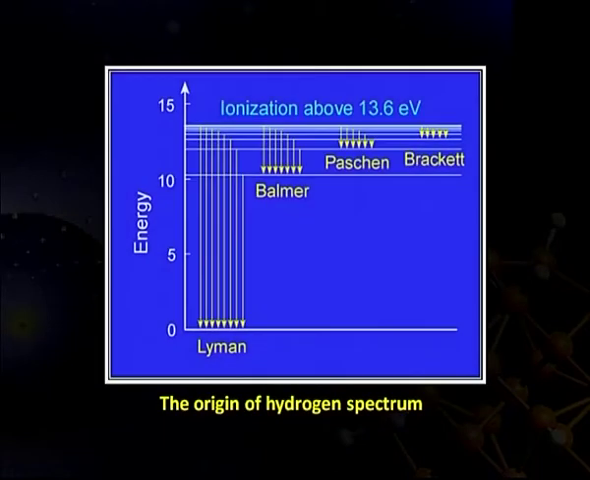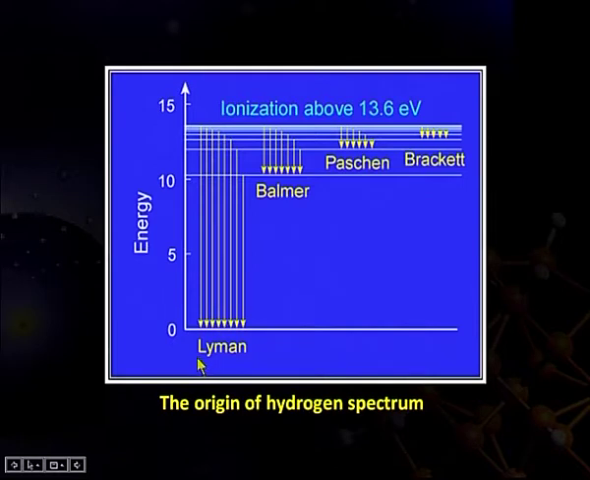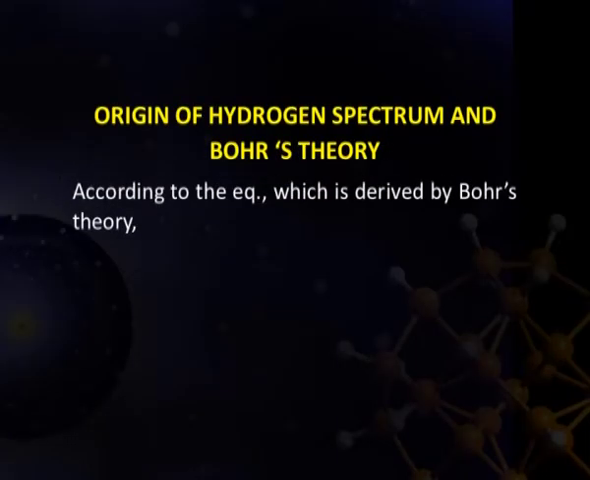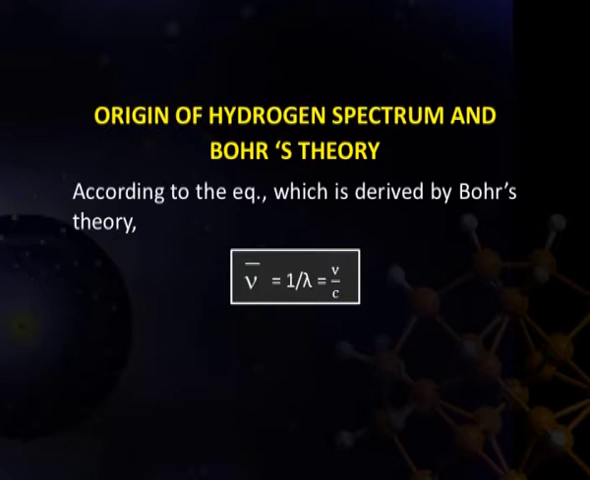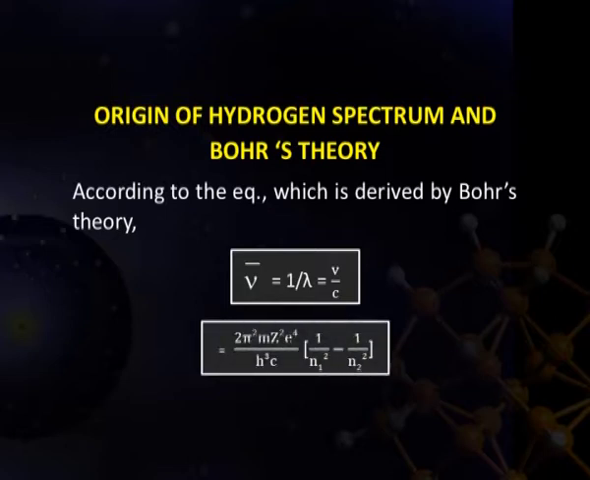This is the explanation of the regions of the hydrogen spectrum on the basis of Bohr's theory, as shown in the figure. The regions of the hydrogen spectrum are the Lyman series, Balmer series, Paschen series and Brackett series. According to the equation derived by Bohr's theory, the wave number nu bar can be calculated as 2 pi square m z square e to the power 4 upon h cube c into (1 upon n1 square minus 1 upon n2 square).